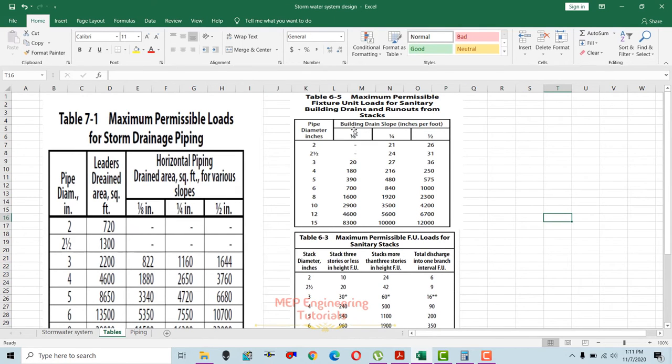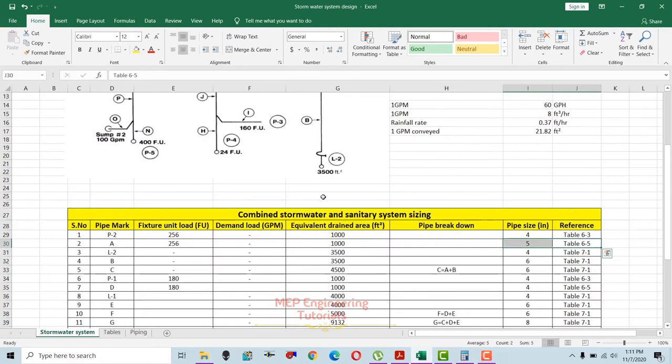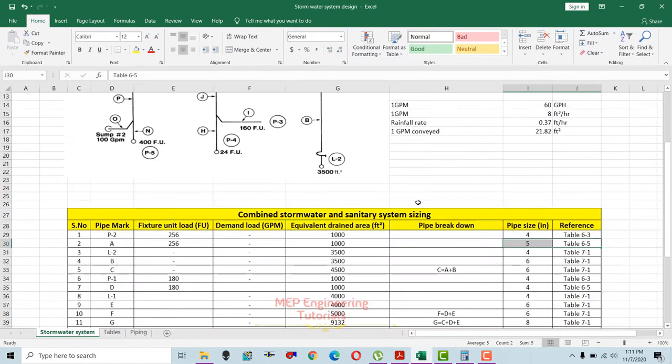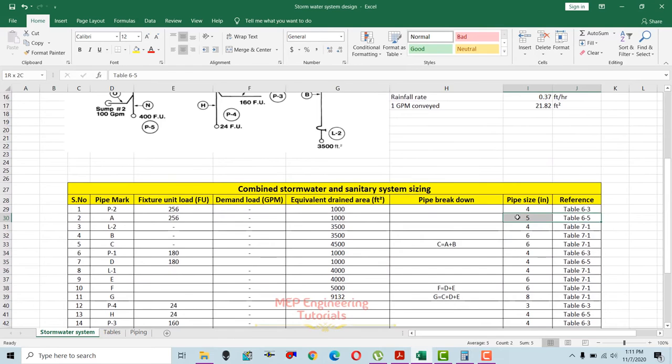Since we know that the slope we have used here is 1/8 inch per foot, we have to follow the 1/8 inch per foot slope column. 256 fixture units is between two values, so we'll go for the higher value, 390. You check the pipe size here, it is 5 inches. So the pipe size for section A, the runout from the stack to the main pipe, is 5 inches, using table 6-5.